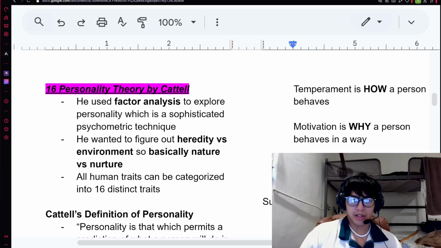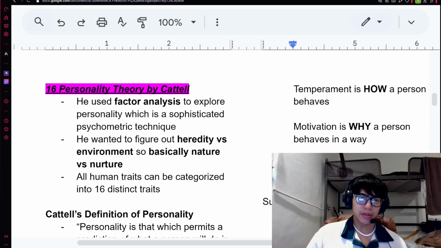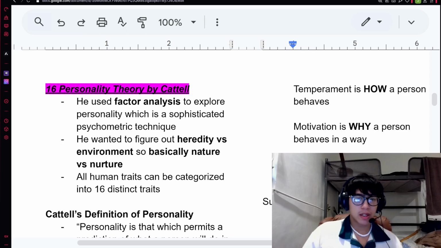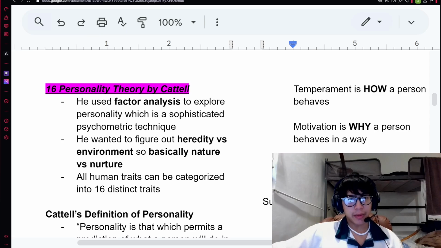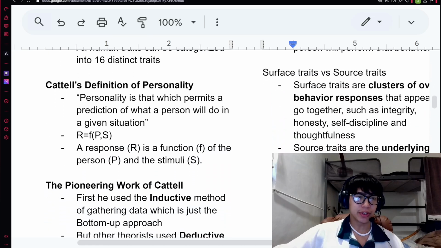Now, I'm not really going to get into that. But for context, Raymond Cattell is a mathematician, and he used math. Basically, the reason why we use math in psychology even is because of this guy. So he wanted to figure out heredity versus environment, so nature versus nurture.